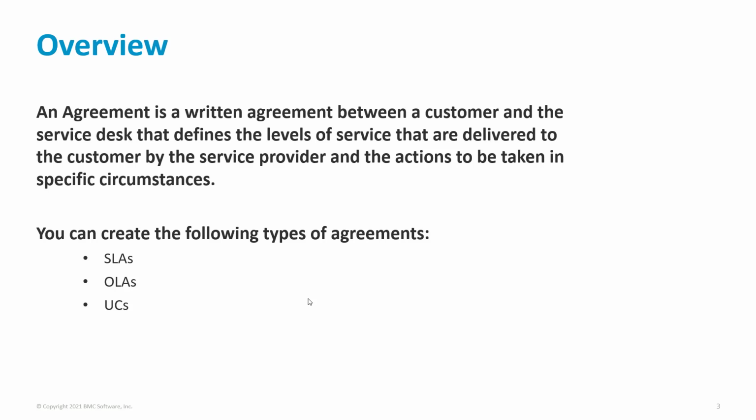Then we have OLAs. These agreements are used to measure data and track internal processes. Last but not least, we have UCs. These agreements are used to track performance against a prearranged agreement that your service team has with an external service provider. Usually, it is a third-party vendor.